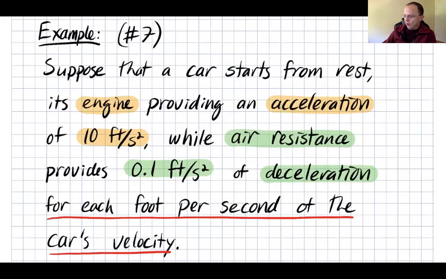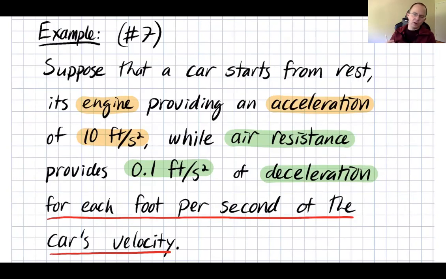Suppose we have a car that's starting from rest and its engine is providing an acceleration of 10 feet per second squared. We've seen problems like this before, but now we're also going to add an element of air resistance. The air resistance for this question is a 0.1 foot per second squared deceleration for each foot per second of the car's velocity.